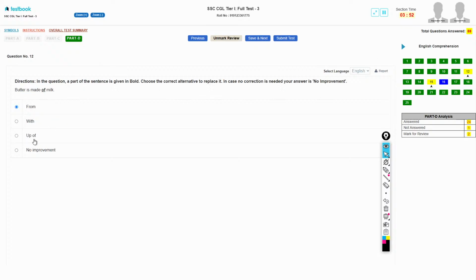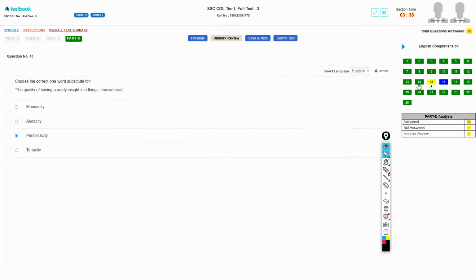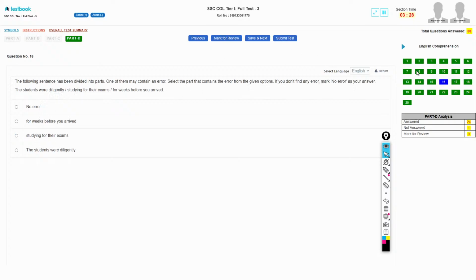Butter is made of milk, made from milk, made with milk, made from, made of. I think made from is correct. Having insight, either mendacity or this. So I'll go with this one.